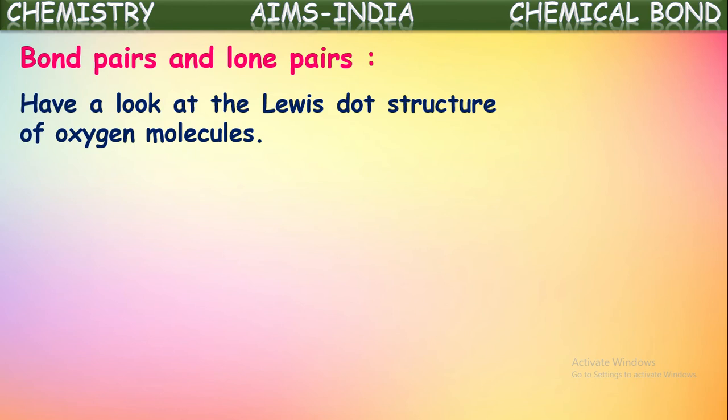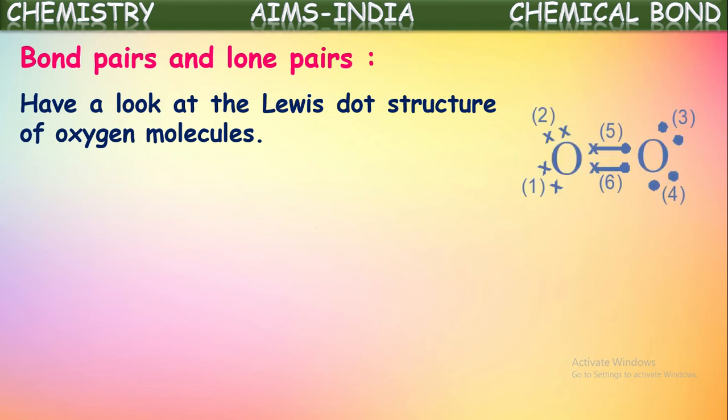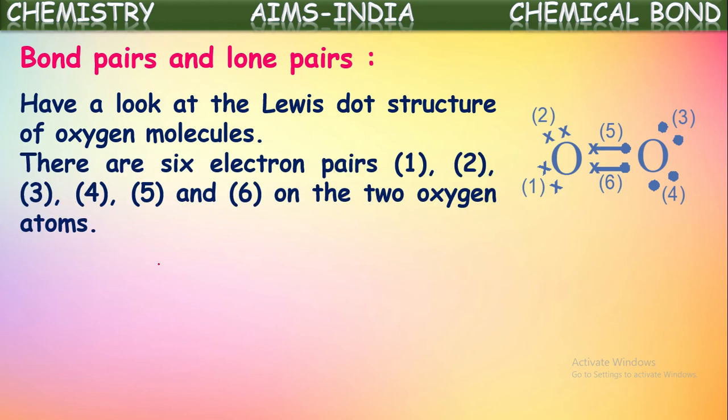Have a look at the Lewis dot structure of the oxygen molecule to understand this. See, this is the oxygen molecule. There are two oxygen atoms in the molecule which are bonded by two pairs of electrons sharing, that is a double bond. Now, in this molecule, there are 6 pairs of electrons totally from the valence shells of both the oxygen atoms, isn't it?